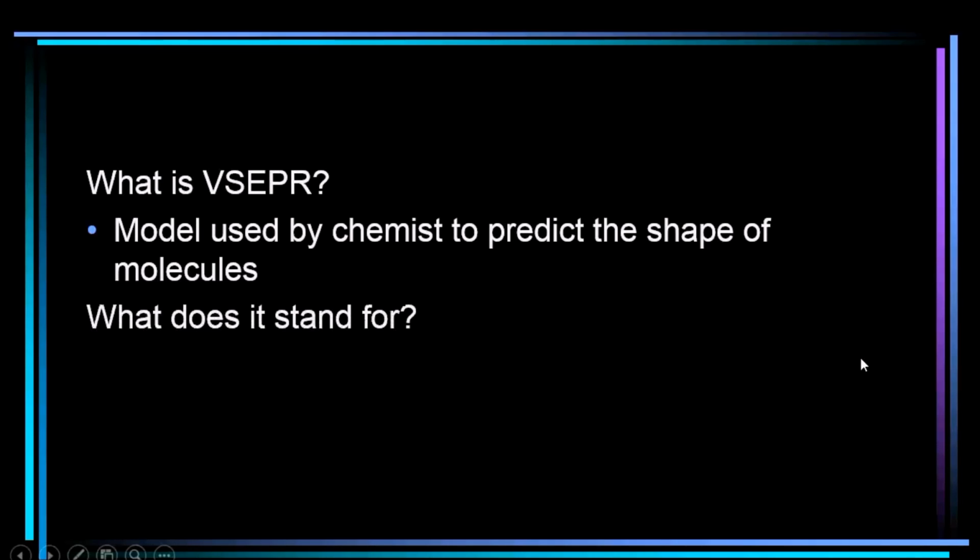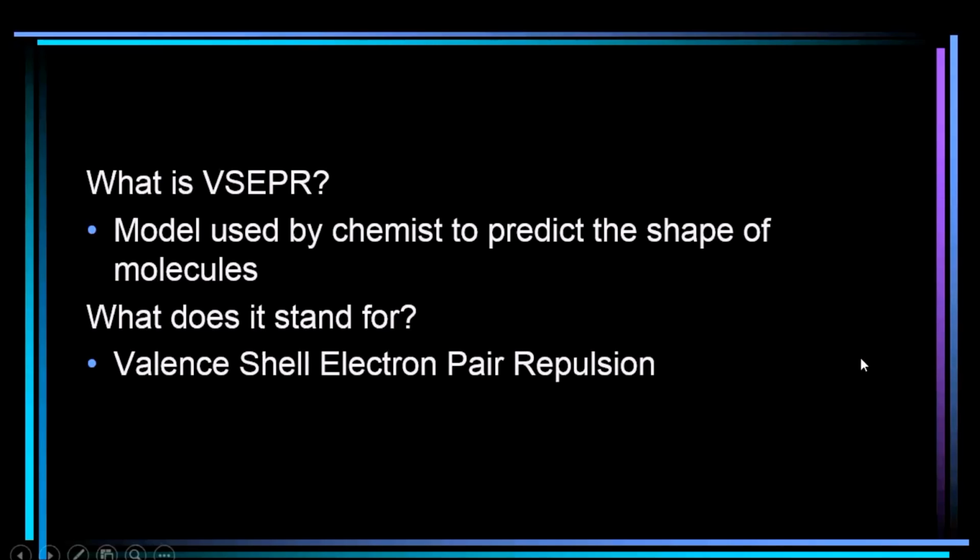The rule, let's call it a model, that governs this is called the VSEPR model. Valence shell electron pair repulsion model.